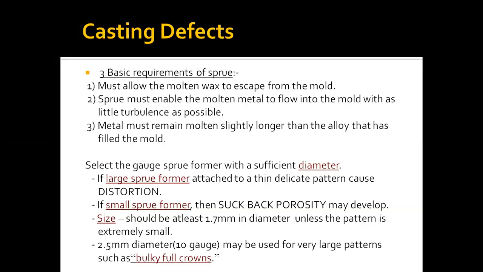What do you mean by suck back porosity? The molten metal has not flown completely. The channel is narrow for a bigger casting. Because you've used a narrow diameter sprue for a somewhat larger casting, the metal doesn't flow adequately into such a huge mold cavity. We want the sprue as per the mold cavity.